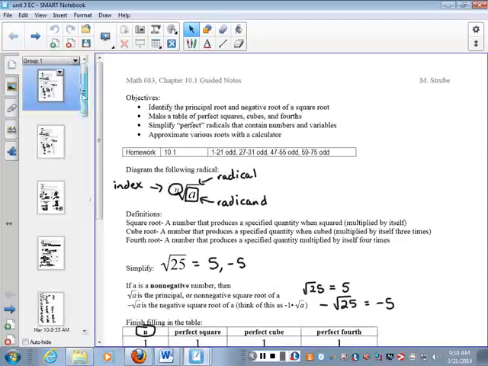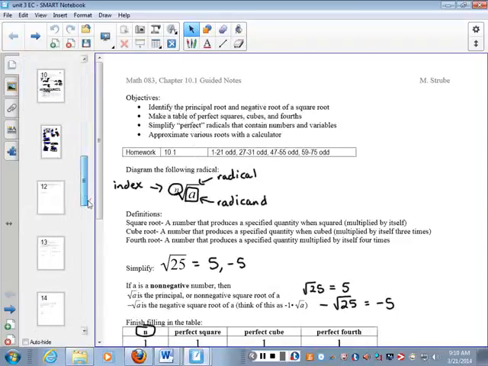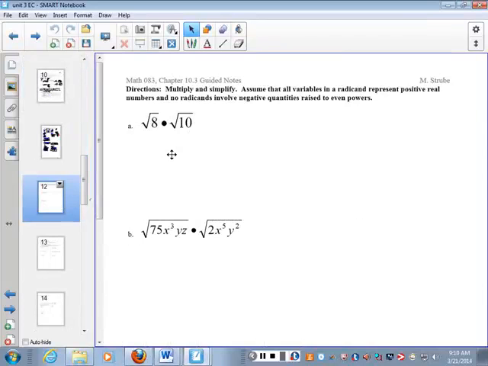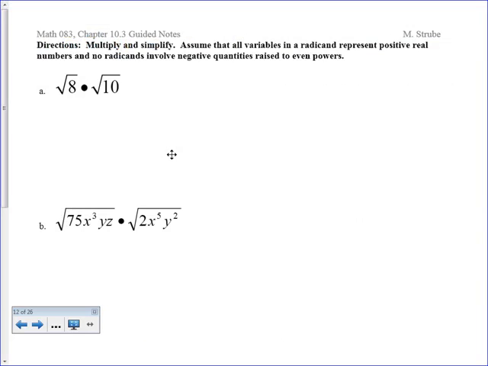of 10.3. And these are actually problems like we started with last class. So we want to multiply and simplify the end of 10.3.